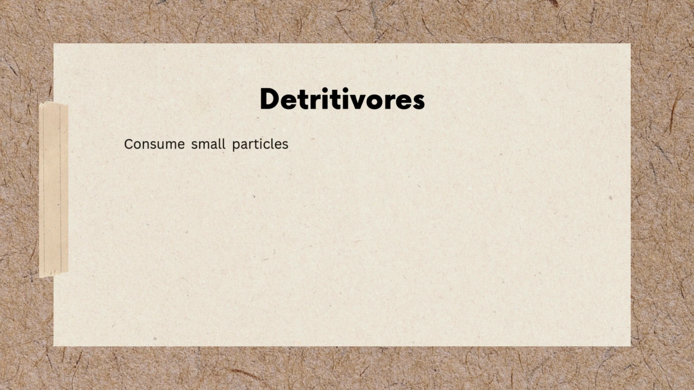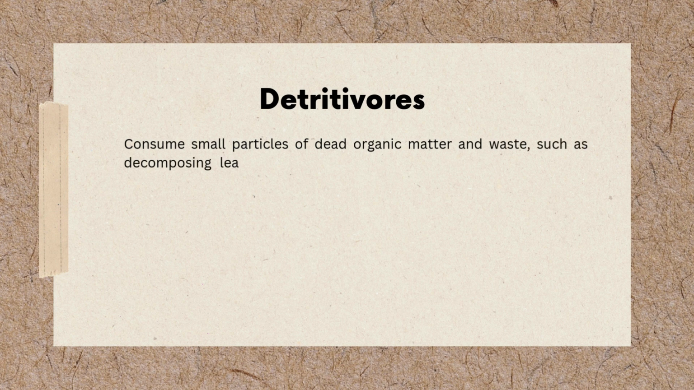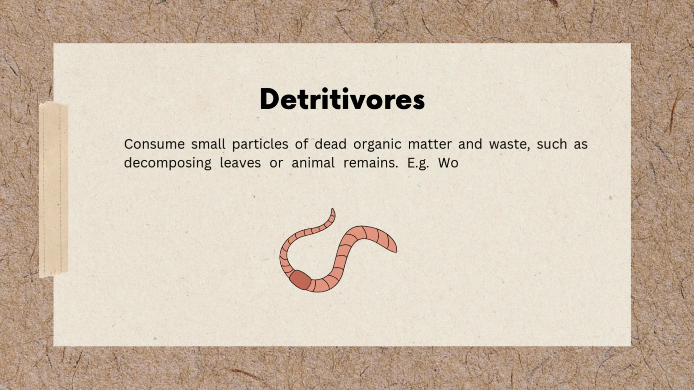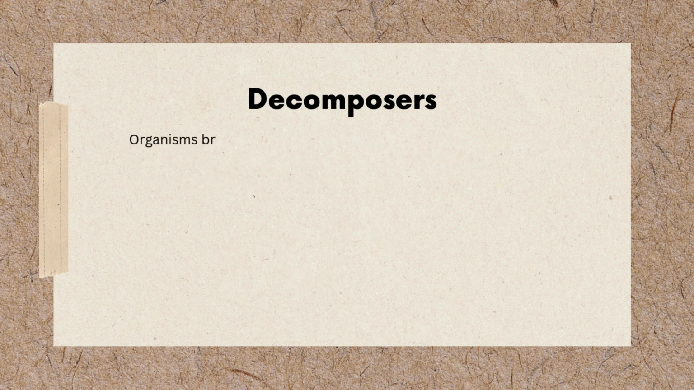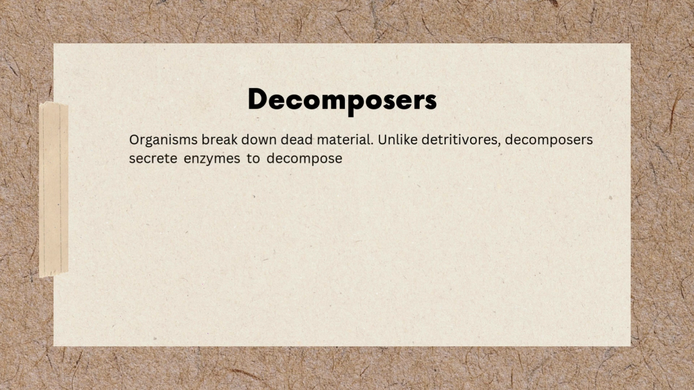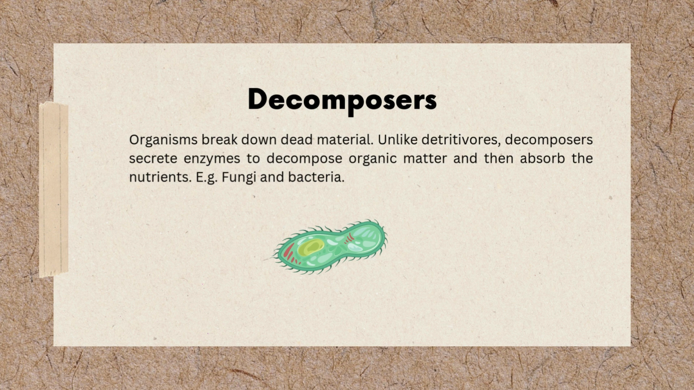Detritivores consume small particles of dead organic matter and waste, such as decomposing leaves or animal remains. For example, worms, dung beetles, fiddler crabs, and sea cucumbers. Decomposers break down dead material. Unlike detritivores, decomposers secrete enzymes to decompose organic matter and then absorb the nutrients, for example, fungi and bacteria.